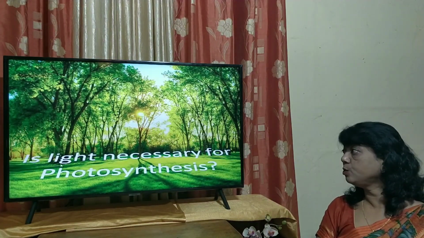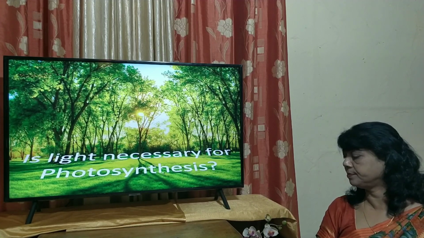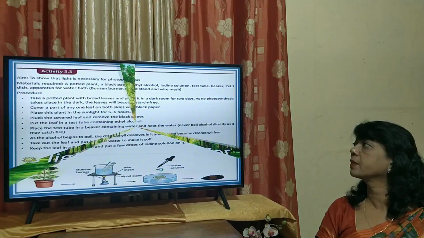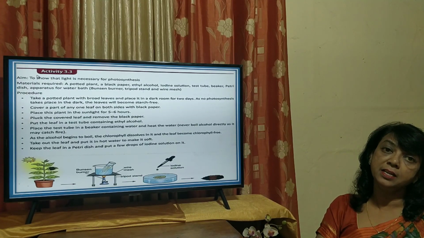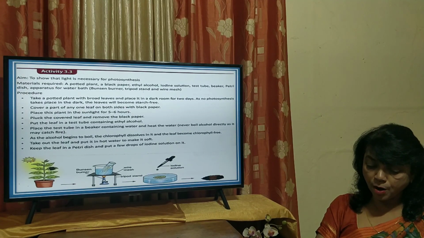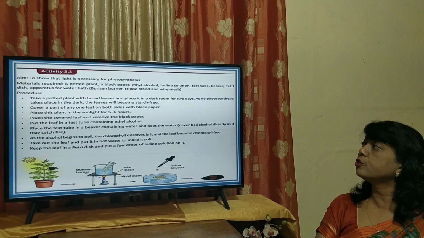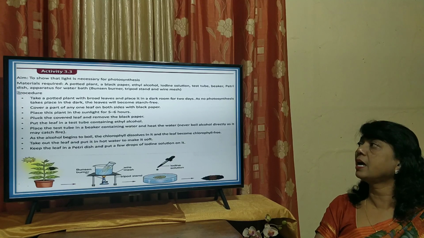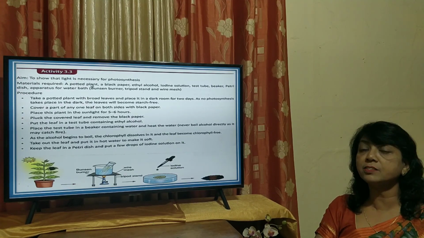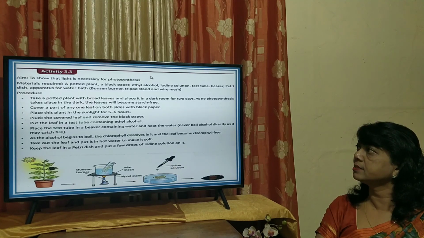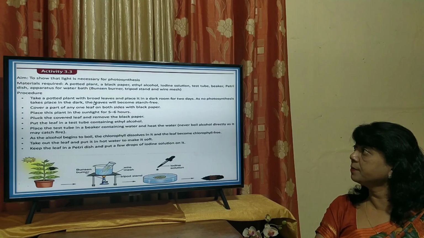Now let us find out whether light is necessary for photosynthesis or not. For this, we shall perform an activity that is given in your book on page number 39. This is activity 3.3, and the aim is to show that light is necessary for photosynthesis. What are the materials required for this activity?